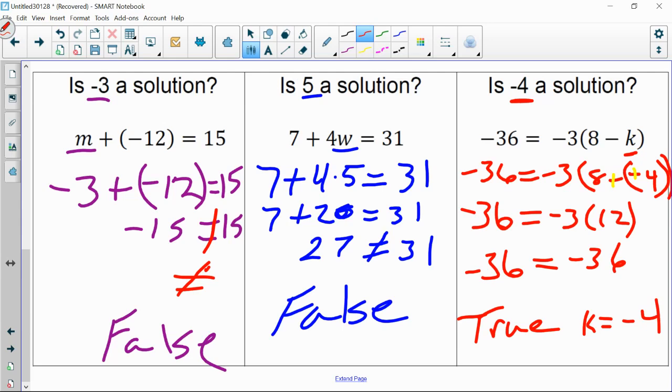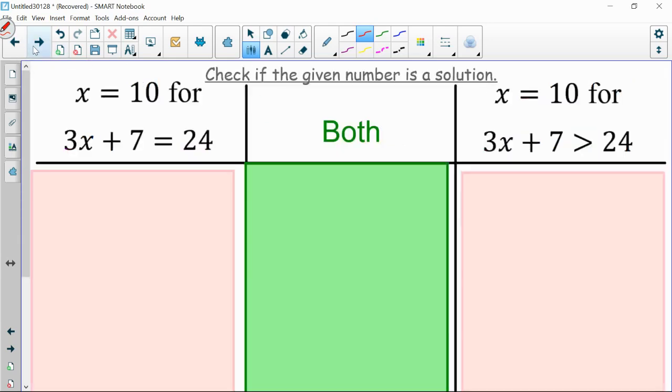If you need to, pause this and then come back to your video. And we are going to do kind of like a Venn diagram without the circles. We're given x equals 10 for 3x plus 7 equals 24. But then over here we have something different. Instead of an equal sign, they gave us a greater than. So what we want to discuss is what is similar about these and what is different.